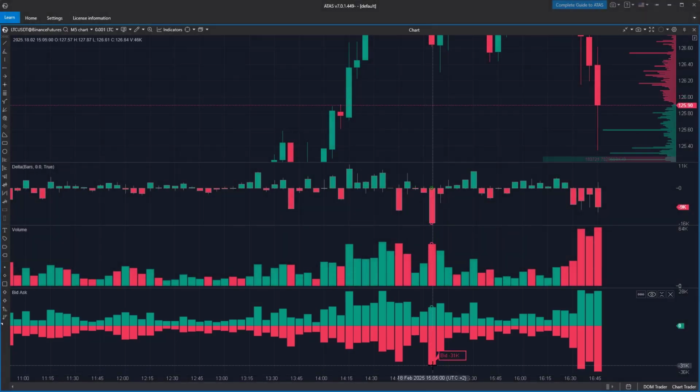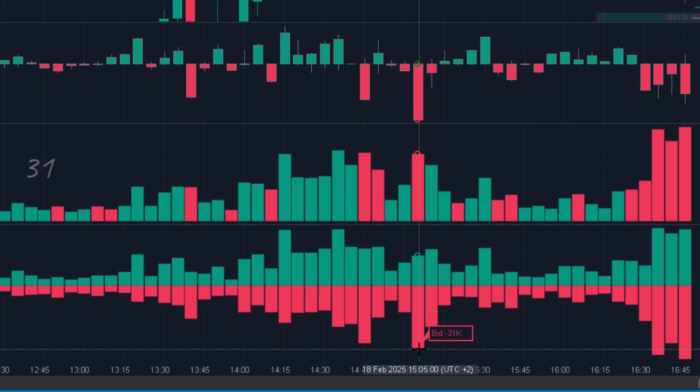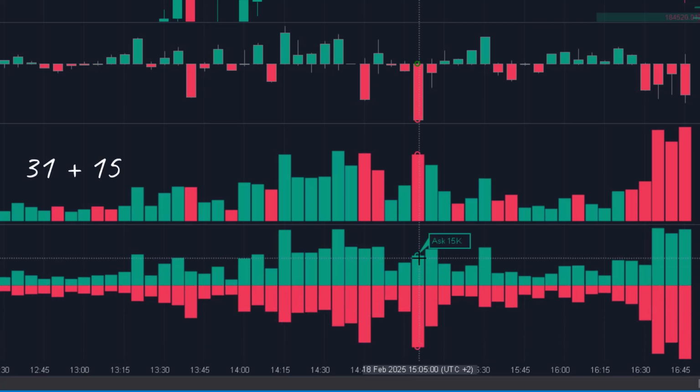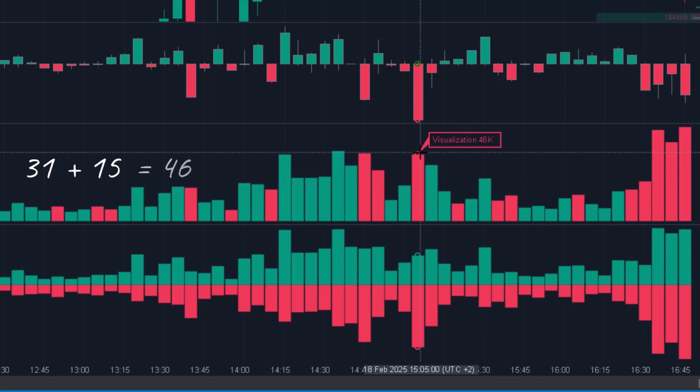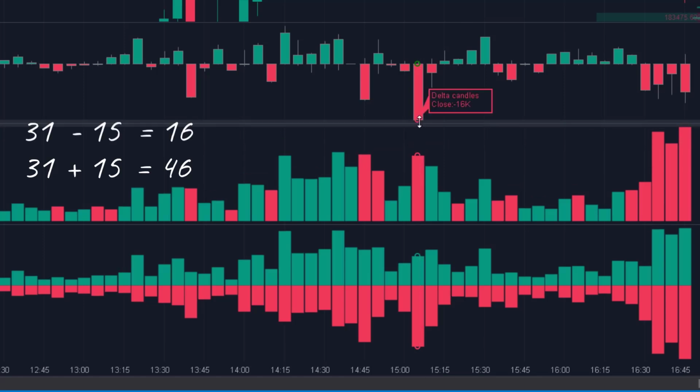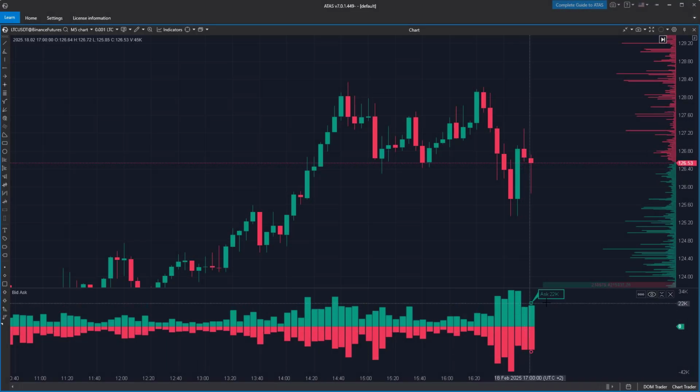If you hover over the edge of a bar, you'll see the exact volume of trades executed at the ask and bid prices. Adding these two numbers together gives you the total trade volume, which is also reflected in the standard volume indicator. And if you subtract the bid volume from the ask volume, you get the value displayed by the delta indicator.